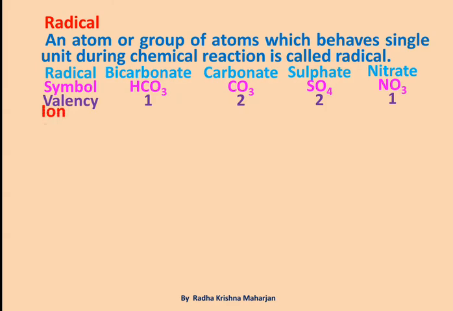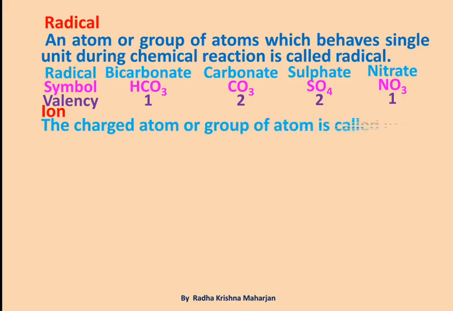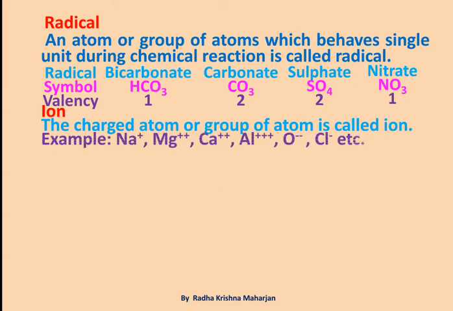Ion. The charged atom or group of atom is called ion. Example: sodium ion, magnesium ion, calcium ion, aluminum ion, oxygen ion, chlorine ion, etc.